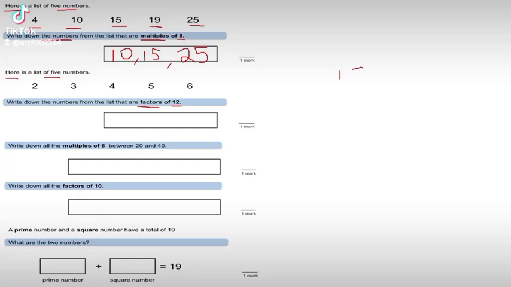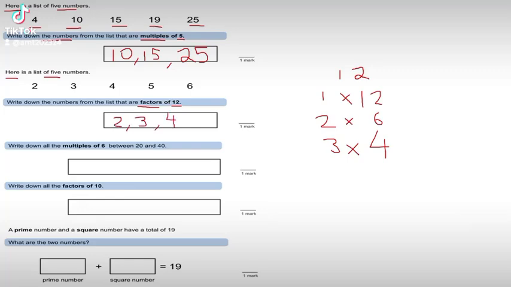So the best way to think about it here is what numbers multiply to make 12? Well, that would be 1 and 12. Okay, what else? 2 and 6. Okay, 3 and 4. So these 6 numbers are factors of 12 because they multiply to make 12, or they go into 12 a certain amount of times fully with no remainder. So here it will be 2, 3, 4, and 6.